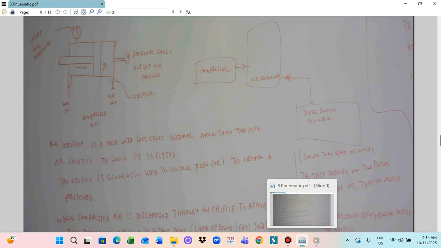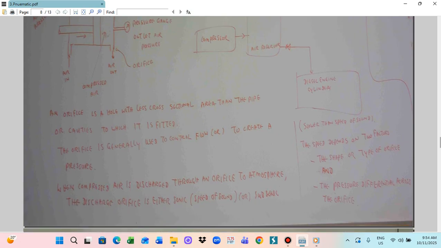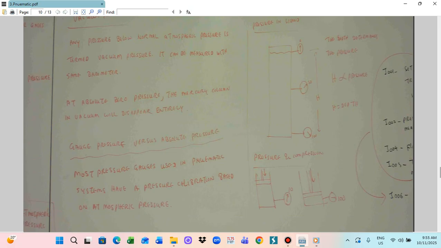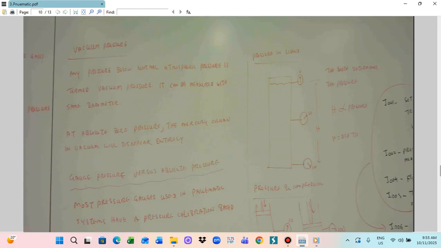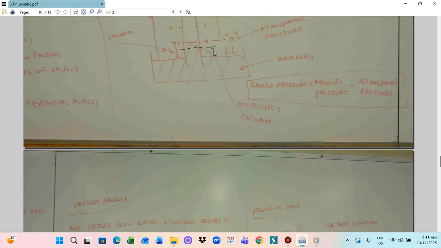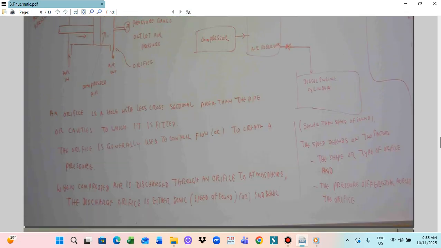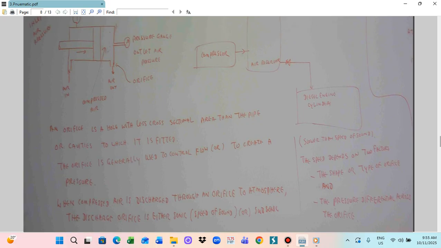So with this orifice, when your air is compressed, the outlet air pressure is very high. Because of this, the exit speed can sometimes reach the speed of sound. Very compressed air travels at the speed of sound, and the speed of sound is 1,500 meters per second. This speed depends on the shape or type of orifice and the pressure differential across the orifice. This means the inside pressure and the outside pressure determine the outside air speed.